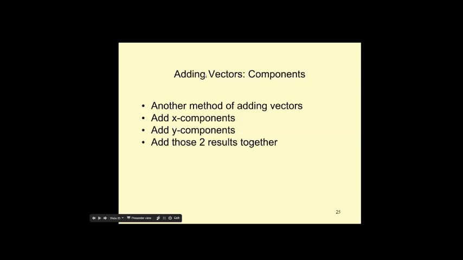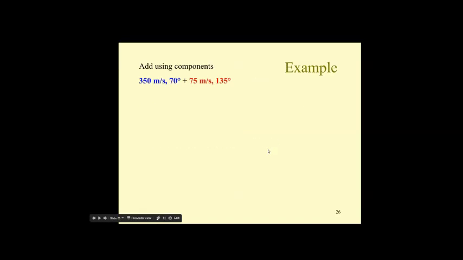Adding vectors, we're now going to add vectors by using components. This is another way of adding vectors. We've already learned how to add vectors graphically, that's by drawing them to scale. We've then learned about adding vectors analytically, the ones that are at right angles to each other. So now we're going to actually use components. So we're going to add the x components together, and we're going to add the y components together, and then we're going to add those two results together. You'll see how that works in this example.